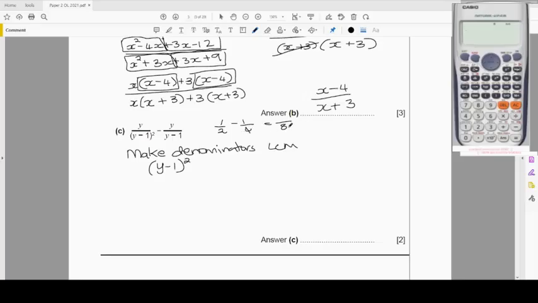Even though when I'd work this out, I would get my answer and then I'd have to simplify it after that, my work would be more. So you always want to do the least amount of work. All right, so our LCM in this case is y minus 1 squared.